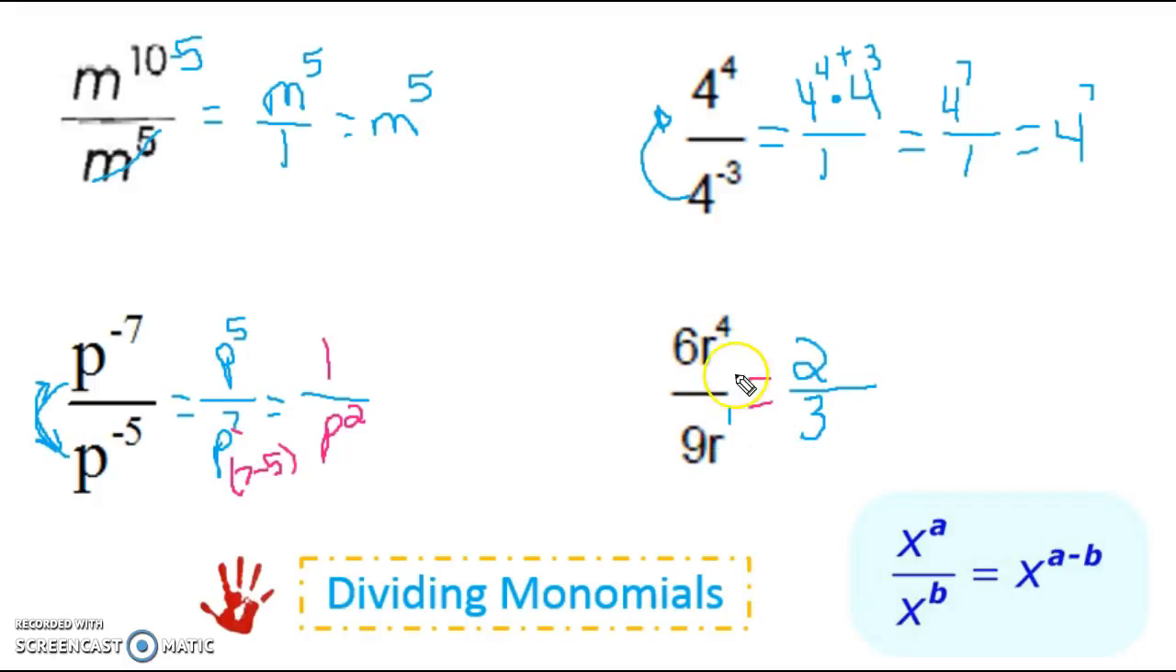Then let's look at r to the 4th, r to the 1st. They're both r's. Look at their exponents, 4 over 1. So we know we have to subtract the exponents. Look at the larger. It's on top, so it's 4 minus 1. And that leaves us with r to the 3rd on top. We are done. Let's try some more.